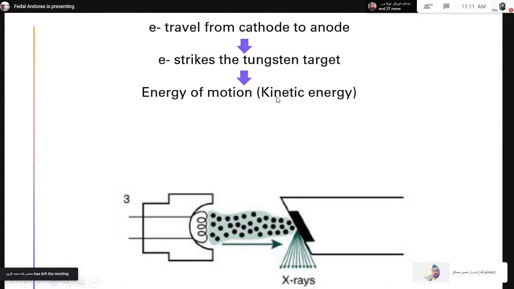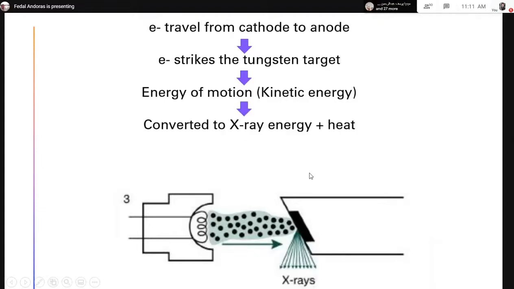The energy of motion, which is called kinetic energy, of all the electrons, when they hit the tungsten target, what will happen? This will convert to X-ray energy and heat. And look, just 1% will convert to X-ray photons, and 99% will change to heat.